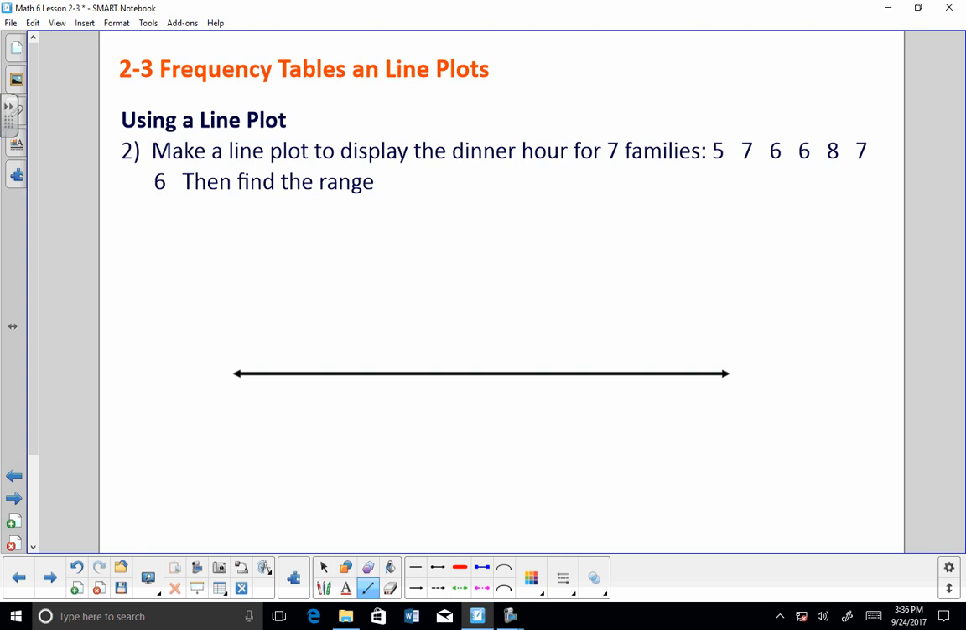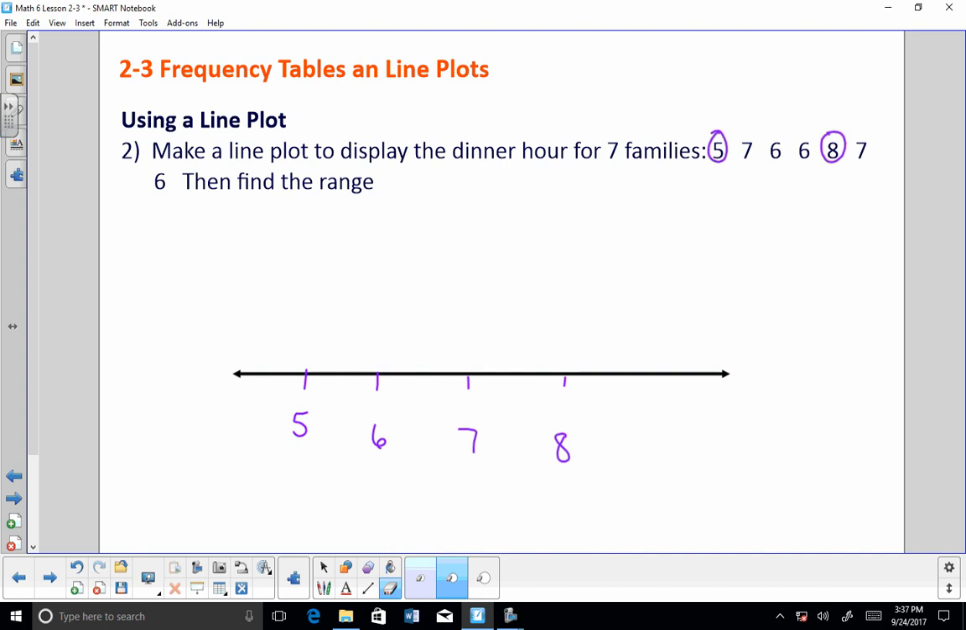Okay. I need to put some little dashes on my line because I need to know how many things I'm making. If I look at my data points, I have 5, 7, 6, 6, 8, 7, 6. So we're looking at dinner hour, so my lowest number is 5, and my highest number is 8, which means I should put some numbers on here. So I should have a 5, a 6, a 7, and an 8. And I don't like my numbers to go way above my number line, so I like to just have them go right under my number line.